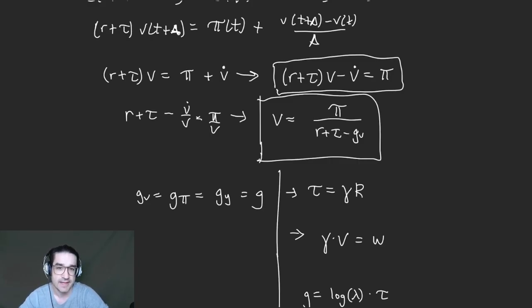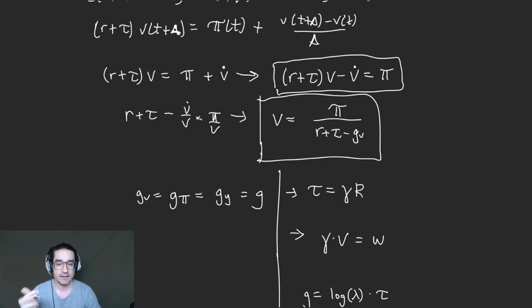It could be anything. You have some stream of profits pi, and then you have some probability of just getting booted, tau, and your discount rate is r. So for any stream of pi and any probability of getting booted tau, even if it's time varying, this is going to describe that value function.